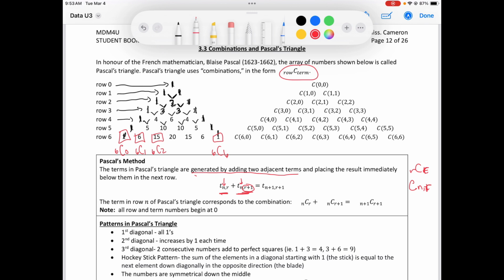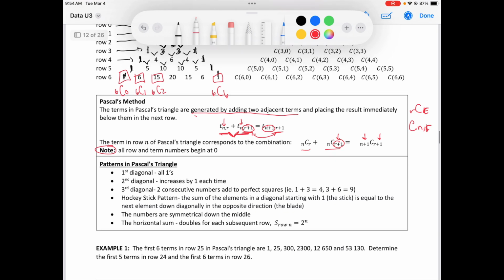What that's going to equal is it's going to filter down to the next row, so row n plus 1, and it's going to shift to the right. So whatever this one is, r plus 1, that one's going to be r plus 1 again. So the term in row n of Pascal's triangle, we can either write it with t's or with c's: nCr plus nC(r+1), the next term, is going to be the next row, the next term. I already went over this: all row and term numbers begin with 0.